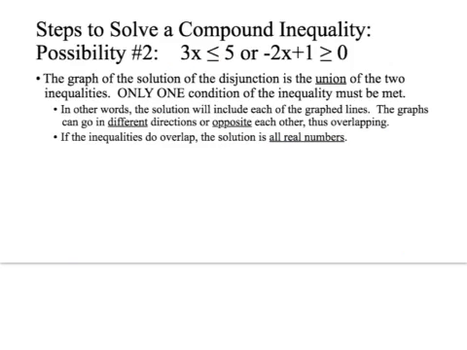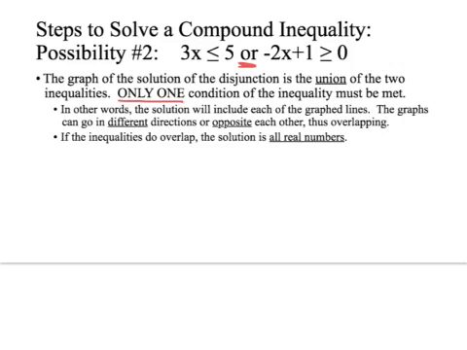The other possibility would be an or. So like 3x is less than or equal to 5, or negative 2x plus 1 is greater than or equal to 0. So and graphs overlap. Both things have to be true. The graph of the solution of a disjunction is the union of the two inequalities. Only one of these conditions of the inequality must be met. So the 3x is less than or equal to 5 could be true, or the negative 2x plus 1 is greater than or equal to 0 can be true. They don't both have to be true.